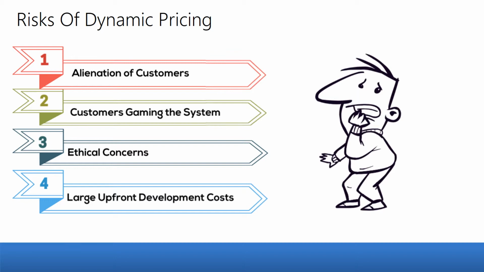There are also ethical concerns with industries like healthcare, where willingness to pay probably shouldn't have an impact on the availability of a good or service. There are also large upfront development costs, where you would need detailed, real-time customer tracking in order to accurately implement a dynamic pricing model, whereas a static pricing model is far easier to implement.